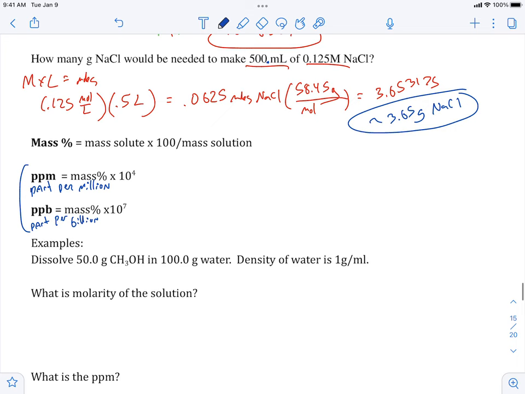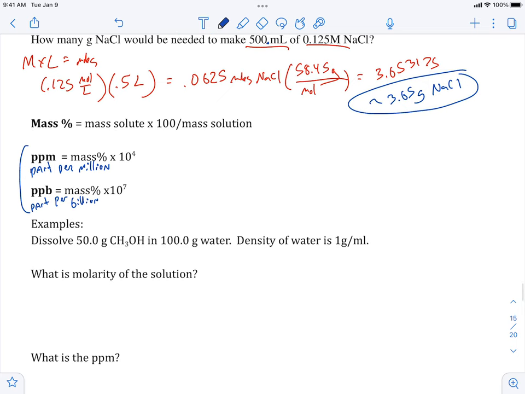Okay, so let's try another problem. Let's say we got 50 grams of CH3OH. This is known as methanol, and we dissolve it in 100 grams of water. The density of water is given. What is the molarity? Okay, so first, if they're asking for molarity, you are going to need the moles of CH3OH, and you're going to need the volume of the solution.